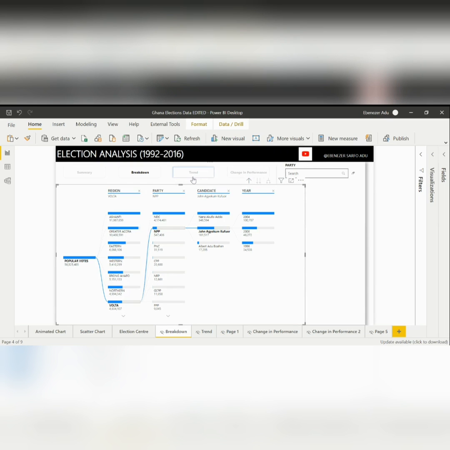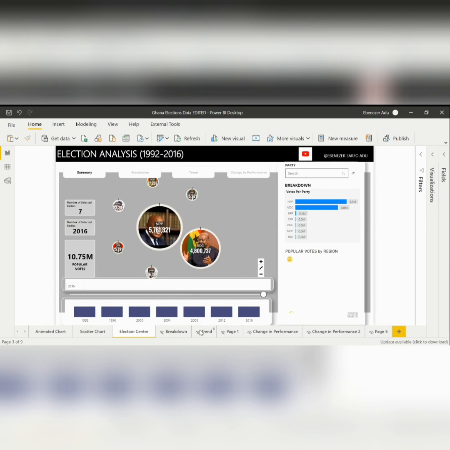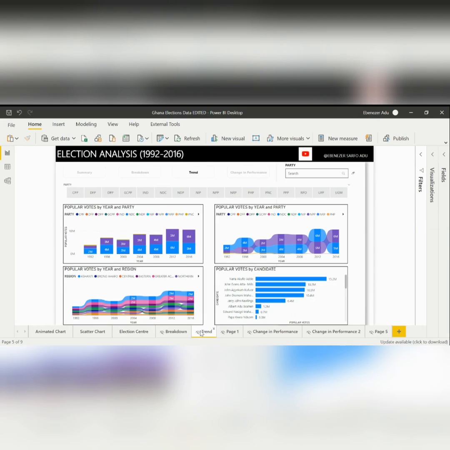Let's go for the trend analysis. So these are some of the trends. Over the period from 92 to 96, we see the vote patterns. Virtually Ghana has been a two-party state kind of. So the first two parties have always been the blue, the NPP, or the NDC.